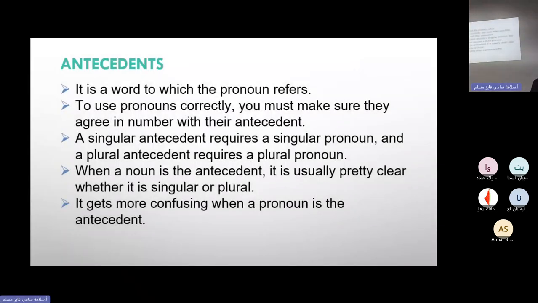All right, good. We have covered the mistakes and the agreements that need to be made between a subject and a verb, and a subject and its pronoun. We will talk about something called an antecedent. And what does an antecedent mean? It means a word to which the pronoun refers.